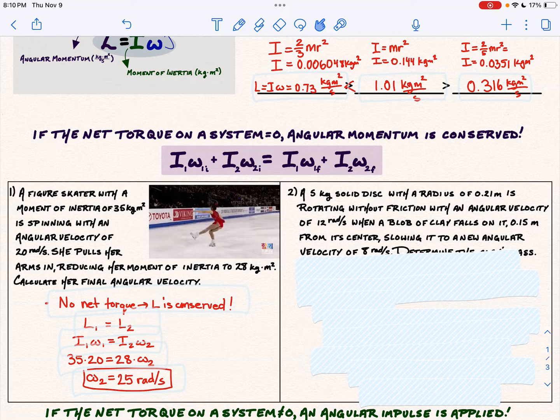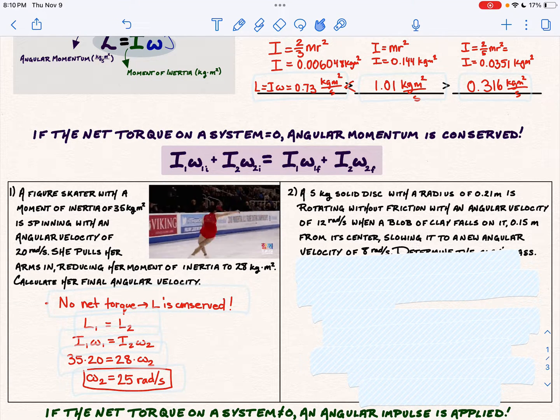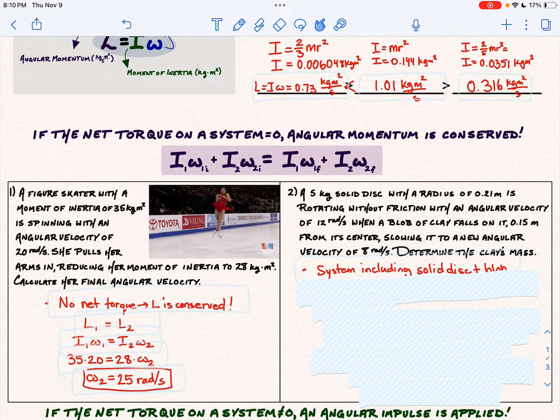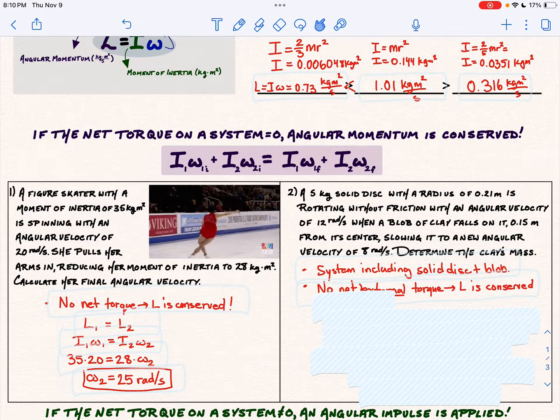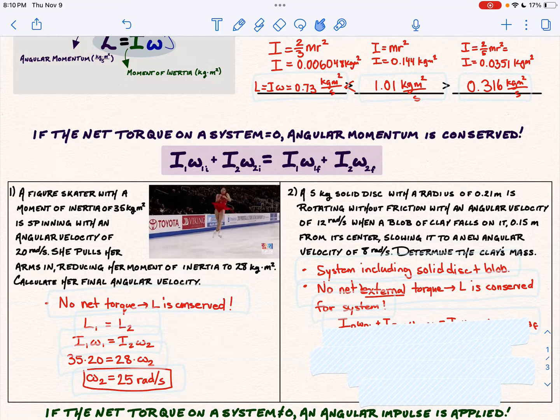But also, the disc collides with the blob, and the blob experiences a torque and speeds up rotationally. But because that torque is internal, there are no external torques on this system. And the system, if you include both the disc and the blob, has no external torque, and therefore angular momentum is conserved for the whole system.